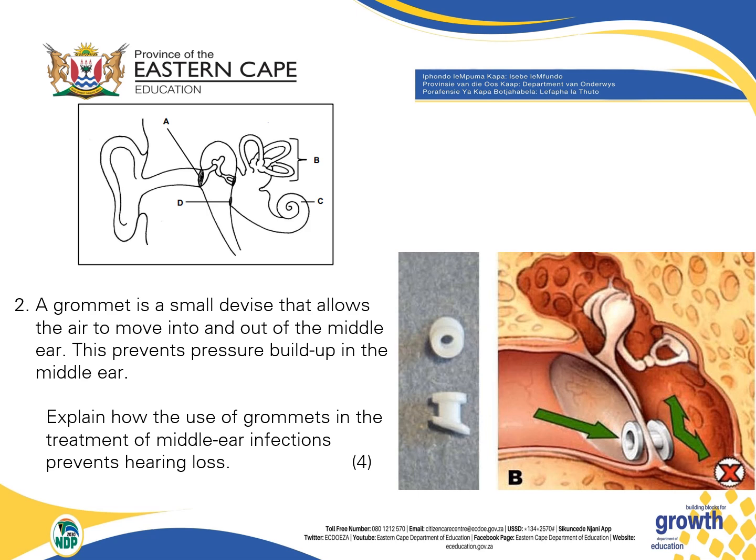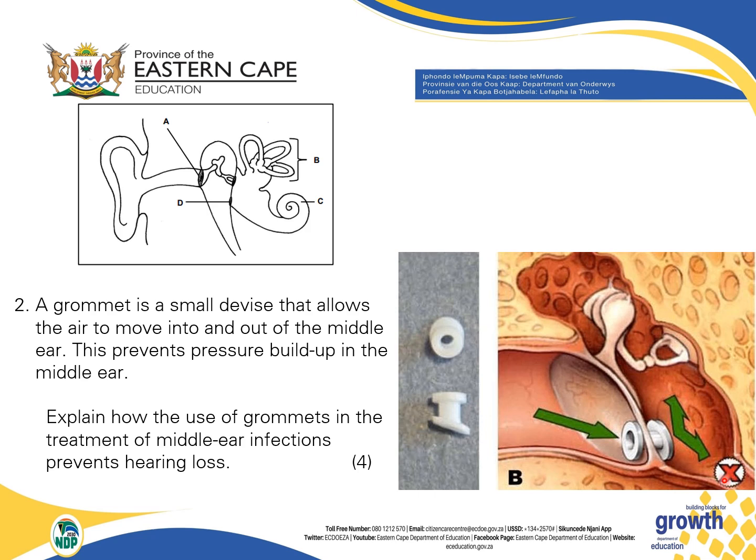Now, a grommet is a small little plastic device like this, and it's inserted on the tympanic membrane. So this is your tympanic membrane, and what happens is they make a hole in your tympanic membrane and they put the grommet through. Now this allows air to move into your middle ear freely, and so it can balance the pressure on either side of this tympanic membrane. Grommets are mostly used in children that suffer from middle ear infection.